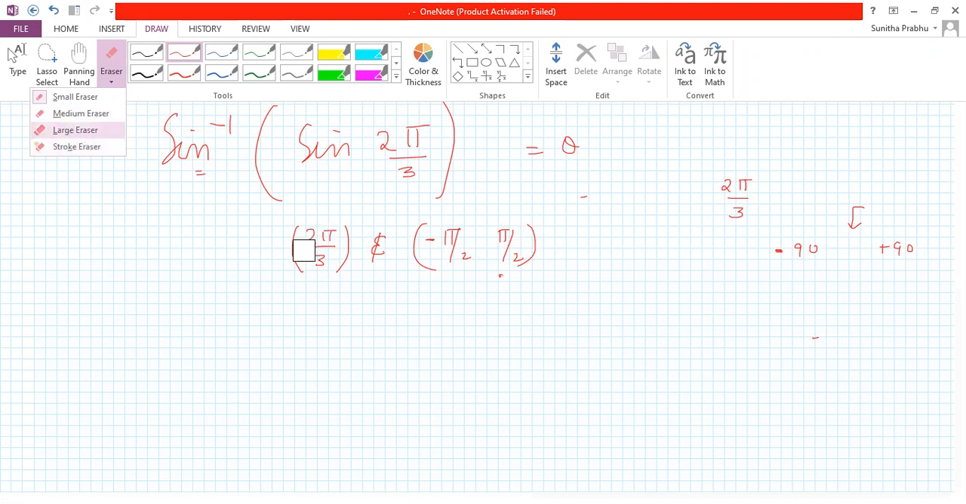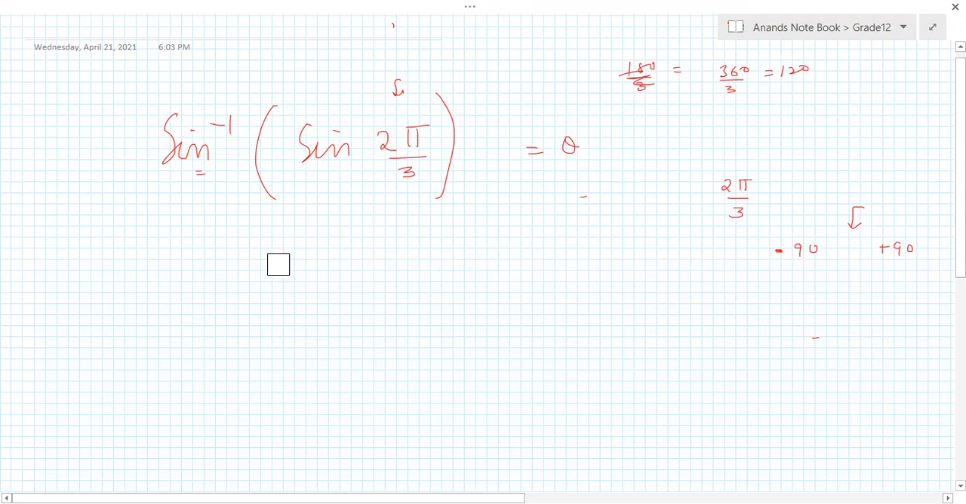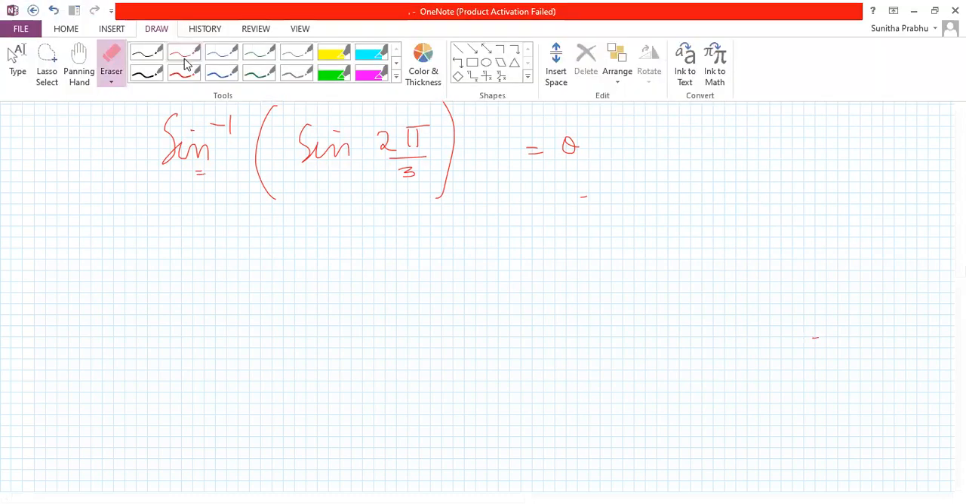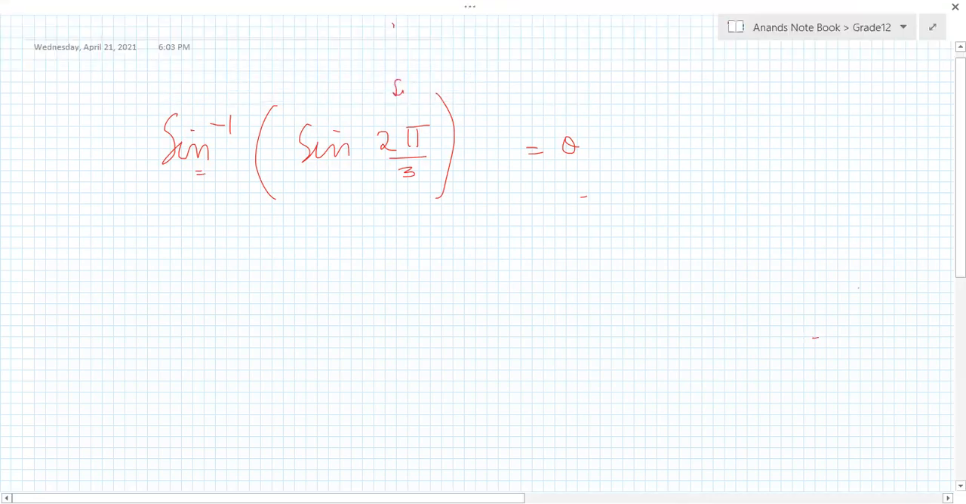Hannah, are you following this? Yes, sir. 2 pi by 3 is 120, and 120 does not belong to minus 90 to 90. So we want to make it smaller, and we will use the identity. What is sine of 180 minus theta? It gives sine, because it's 180, and in the second quadrant sine is positive. So you will say sine theta, correct?